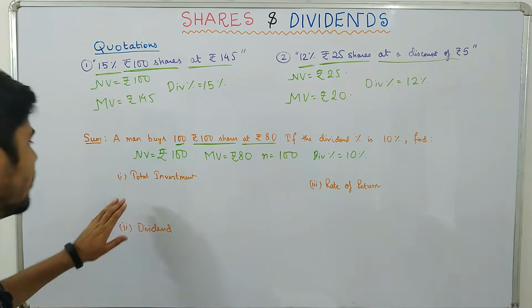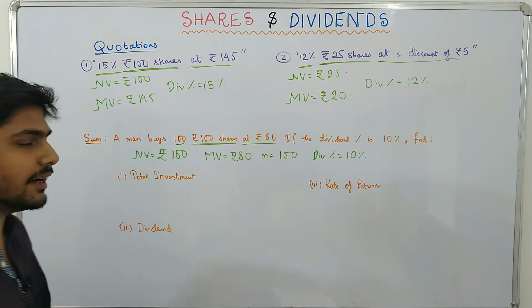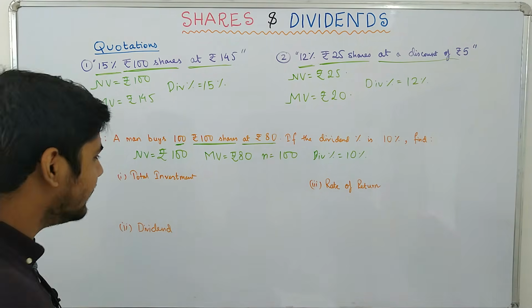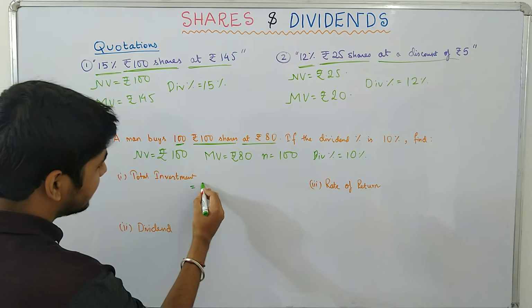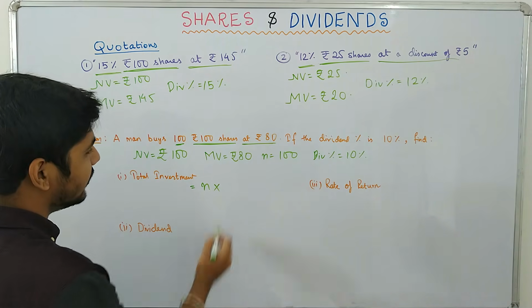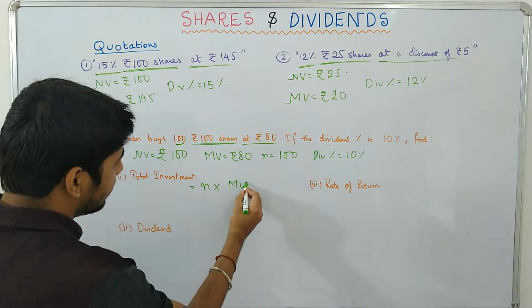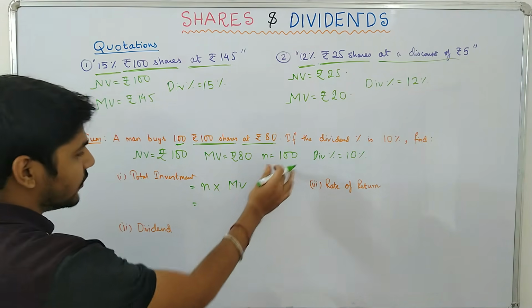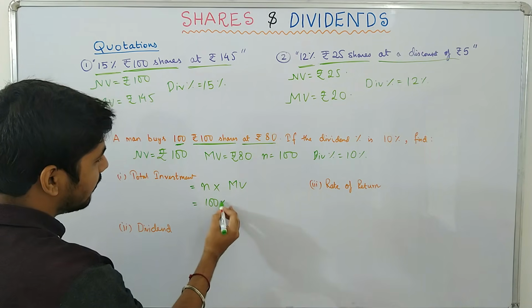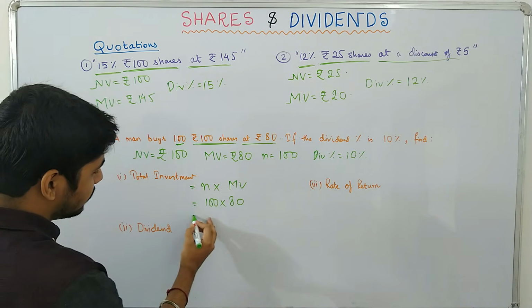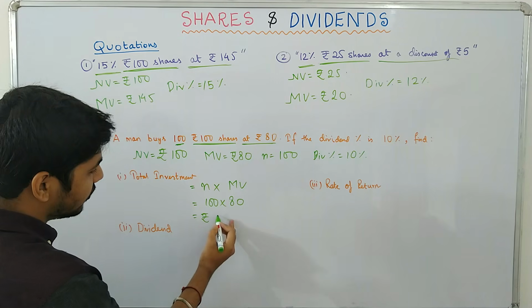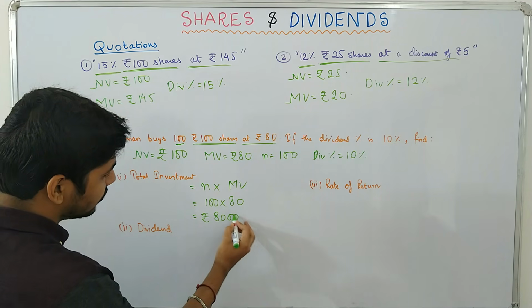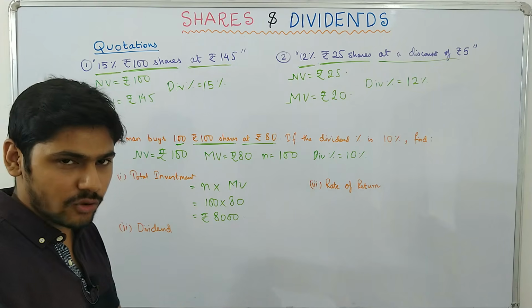Okay. First of all, we have to find the total investment. We know the formula of total investment. It is number of shares N into the market value MV. So the number of shares over here is 100. The market value is 80. So the total investment will be equal to rupees 8000.